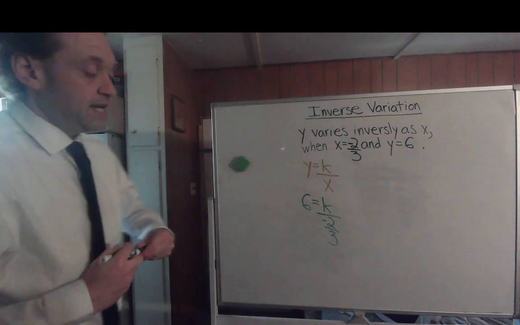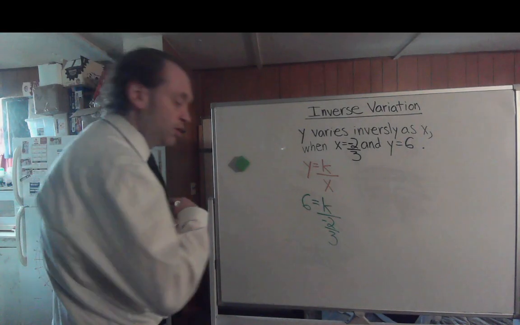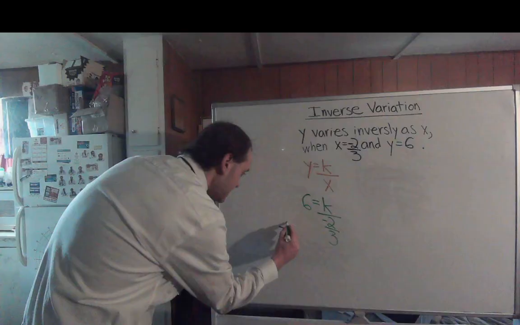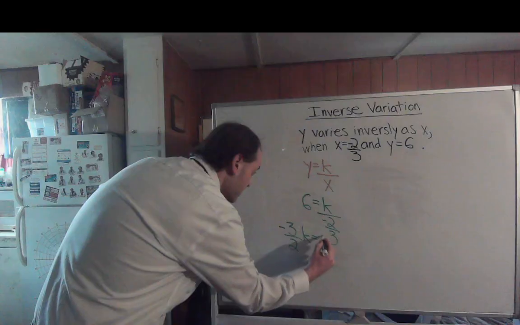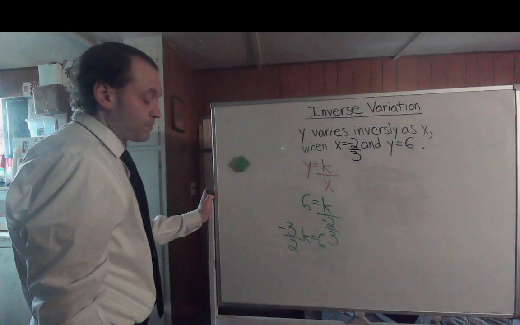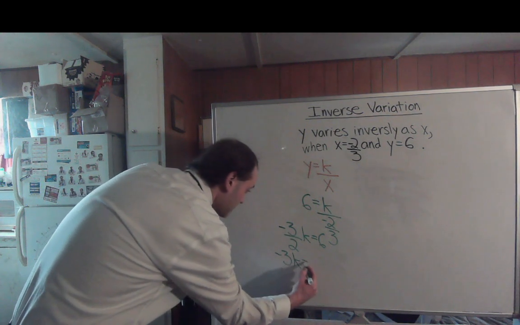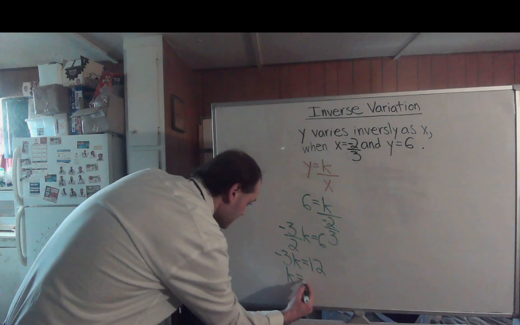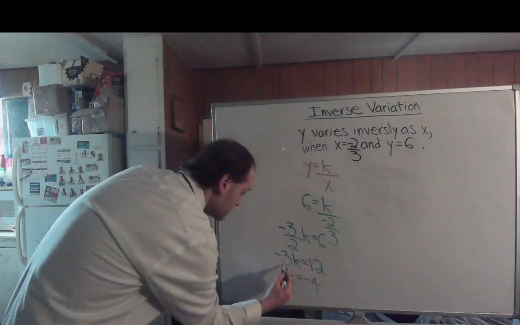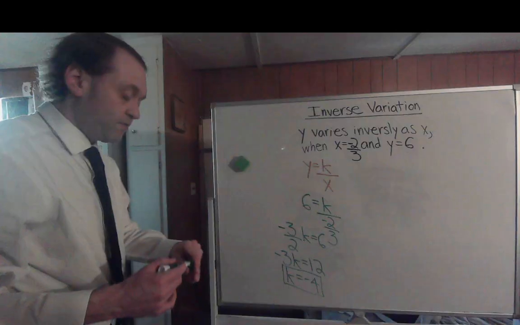Okay, well, again, you have a fraction in the denominator. That's the same as inverting and multiplying. So this would be the same as -3/2 k would equal 6, which means that -3k equals 12, which means that k equals -4. So your constant of inverse variation is -4.